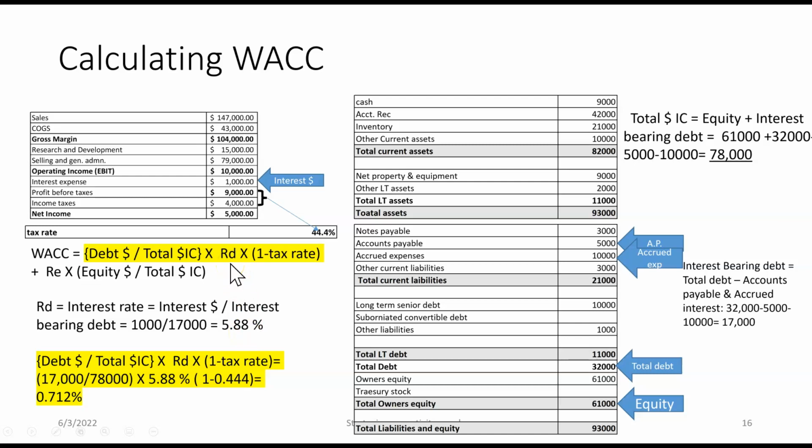and that is the RD. So now we plug in this formula, the yellow piece of it. The yellow piece: total debt divided by total invested capital times rate of debt times 1 minus tax rate. We plug all this in and we get 0.712%. So that is the yellow shaded piece that we just calculated. Next we're going to calculate the second piece, which has to do with the equity.